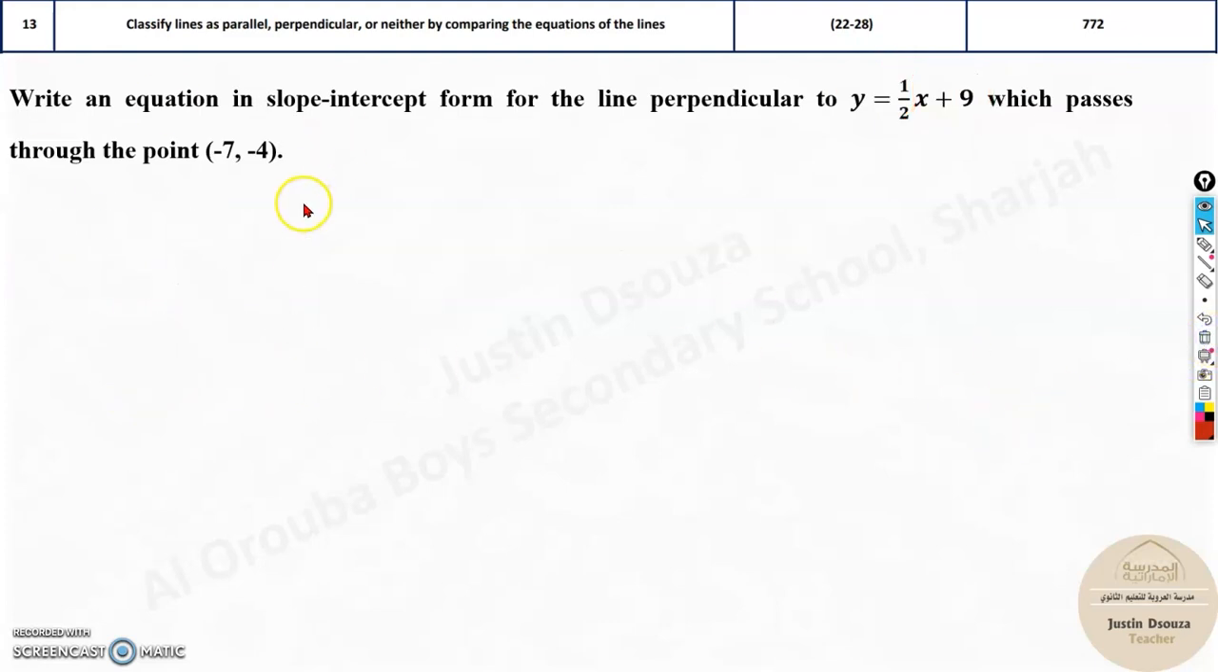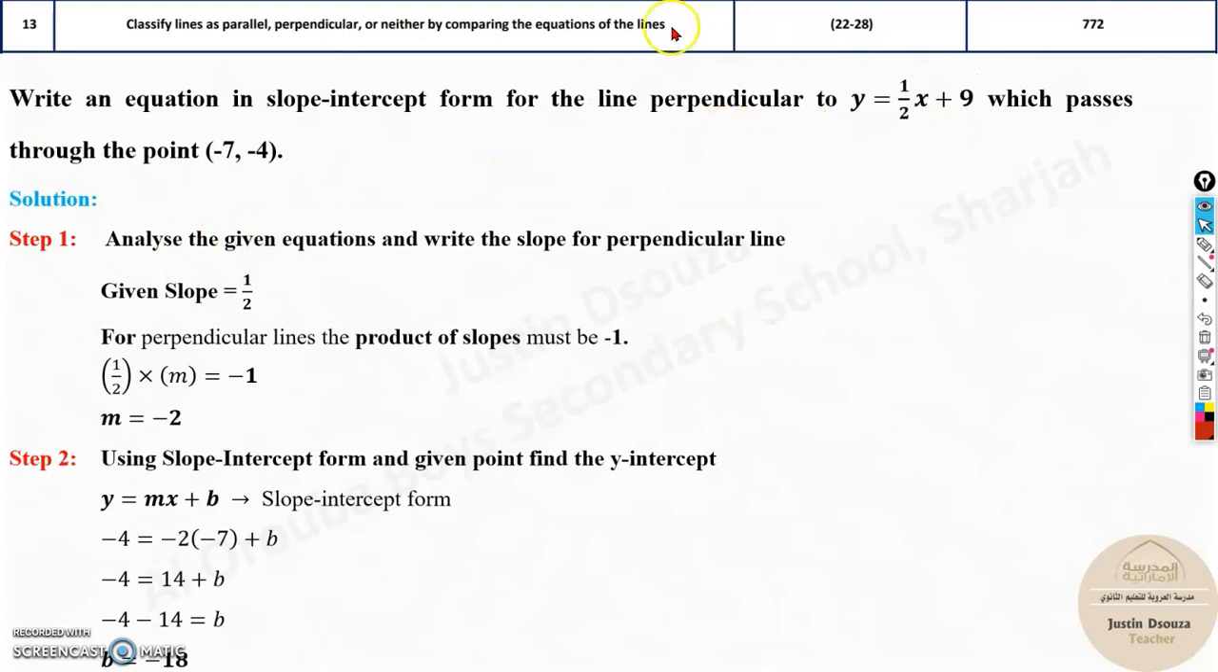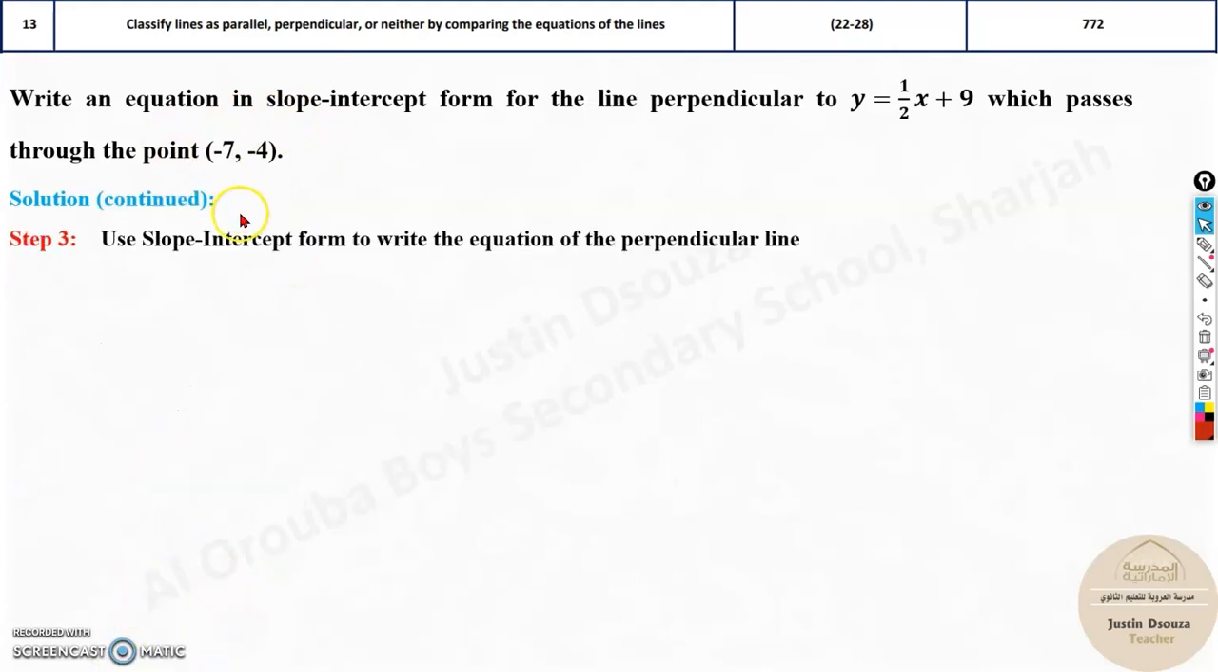Very easy. I'll repeat the steps again. First one is to find the slope of the perpendicular line. The given line slope we noted, multiplied by the perpendicular line slope which we do not know, must be equal to -1. So we find the slope. Then we use the slope intercept form and the given point to find the y-intercept, the b value. Once you know the slope and the b value, it's very simple. Just substitute in the slope intercept form and then get the answer. That's it. This is the answer.